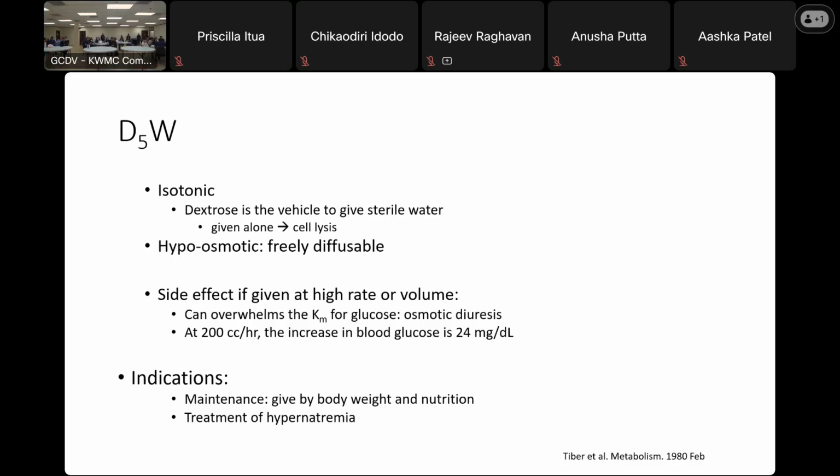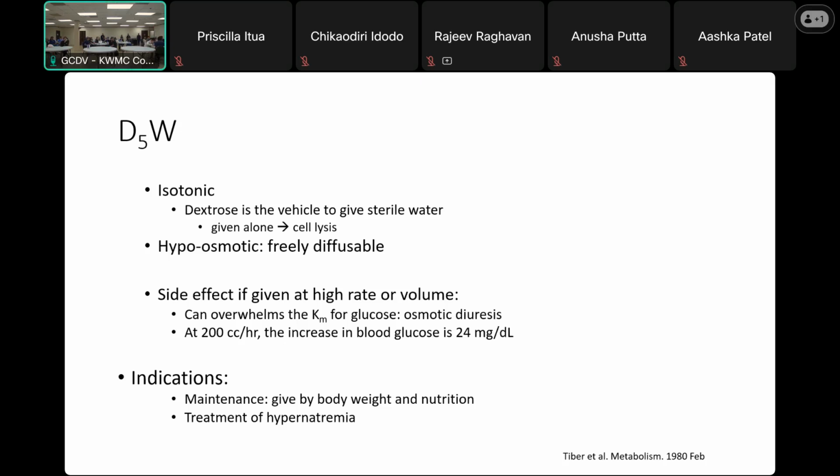The main indication, I think, as this case showed, is hypernatremia. When you have a patient who's hypernatremic and euvolemic, D5 water is the answer. A lot of times you're going to have patients who are hypernatremic and they're volume depleted. That's the most common, right? A patient who's not had any water and they haven't had any food in X amount of time.